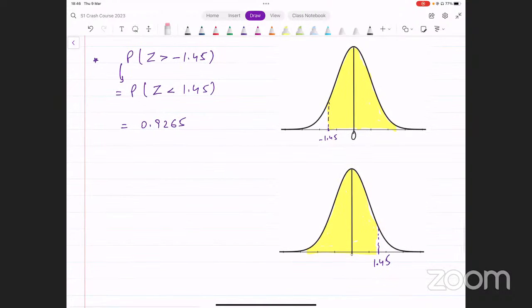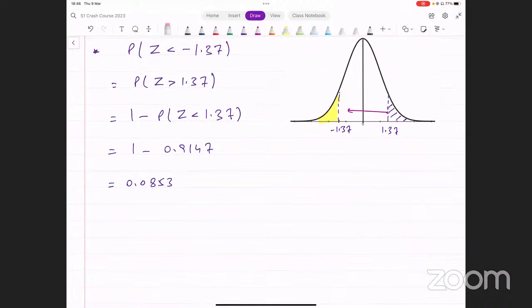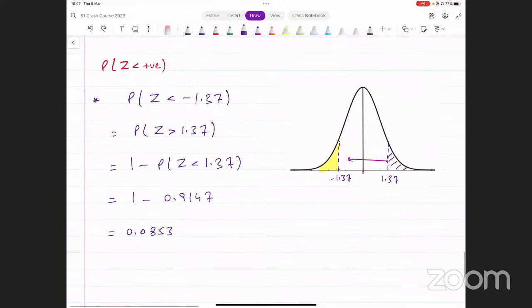In this case, where we had area to the right of a negative value, what we did was, first of all, we flipped the graph. We said we could convert it to something in this form, and then you can use the table for that. And in the last case, if we have z less than a negative value, we can flip that first and convert that to this area. Now, again, we can't find this directly from the table, so we subtract from 1 the area to the left of 1.37, and that would give you the result. You can use the table for that. So this is what you do in other cases like this.